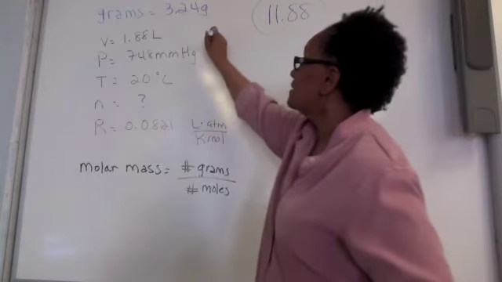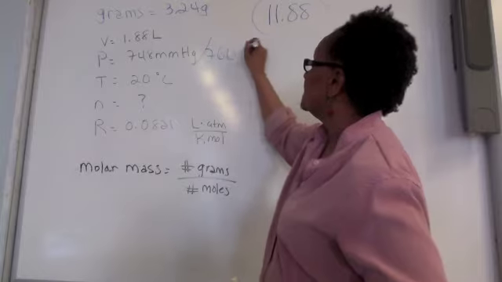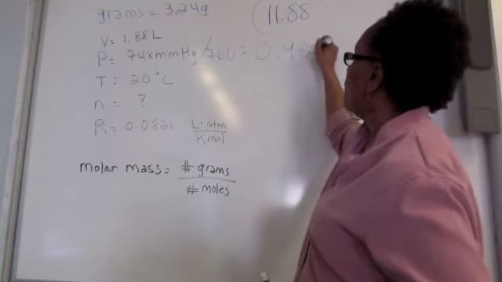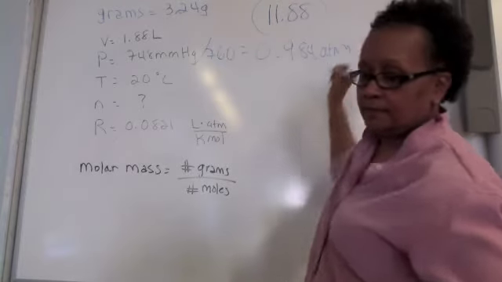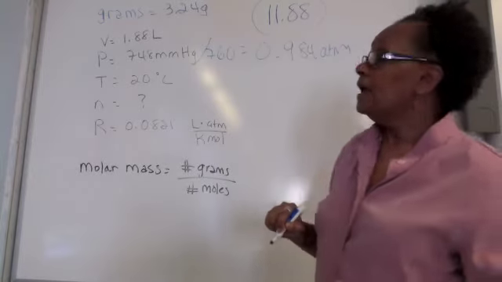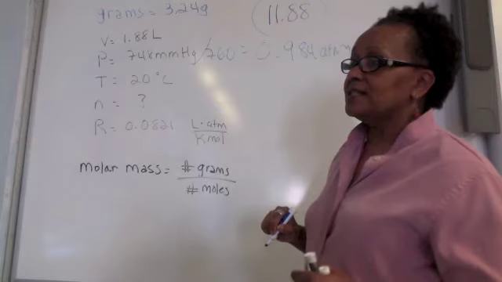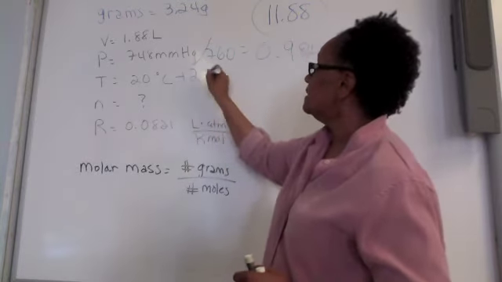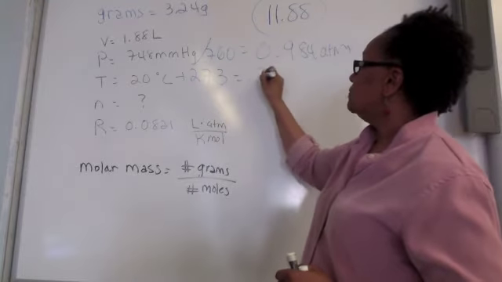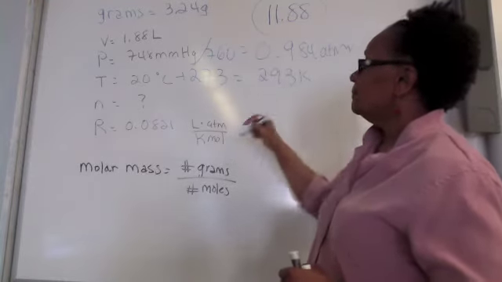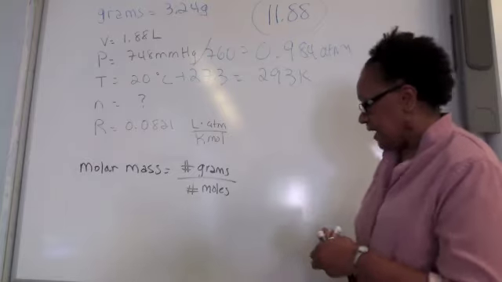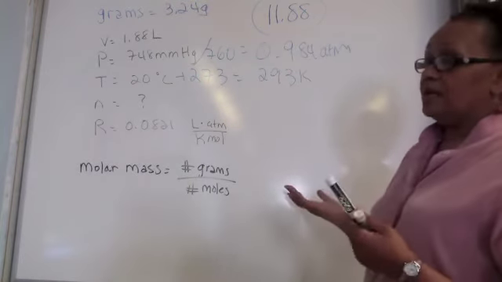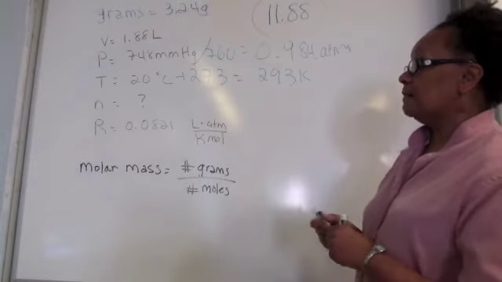So I know I'm going to have to divide this by 760, and I think that equals 0.8984 atmospheres. My temperature is in degrees Celsius, but it must be in Kelvin, so I'm going to add 273 to this, and that gives me 293 Kelvin. My n I don't know. So now let's use the ideal gas law to find out n. That's the most logical thing because I've got everything there except for n.